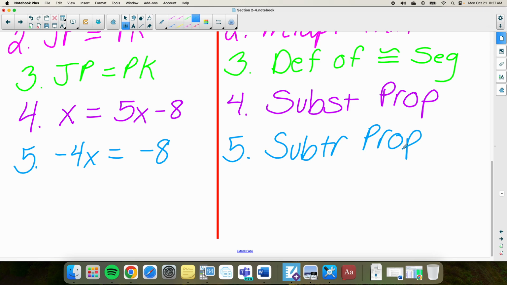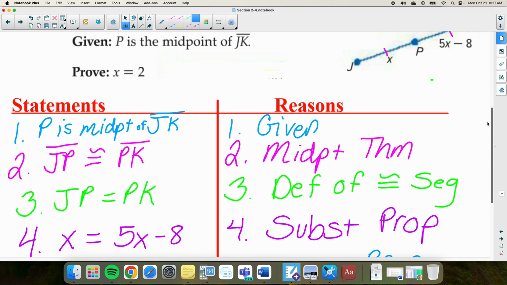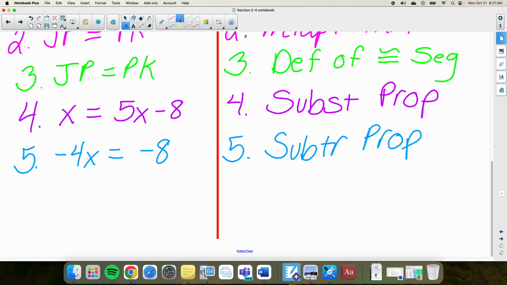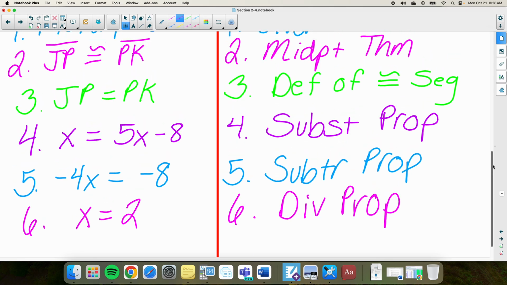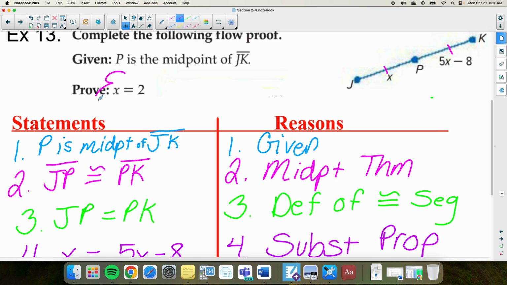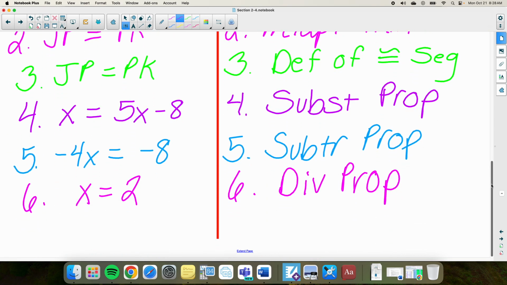Then our last step is just solving for x. We would divide by negative 4, and x would equal 2, and since we divided, it's the division property. Again, remember, you can always kind of cheat and look back up here and make sure that 2 is what you were supposed to get. If it's not, then you did something wrong in your algebra.